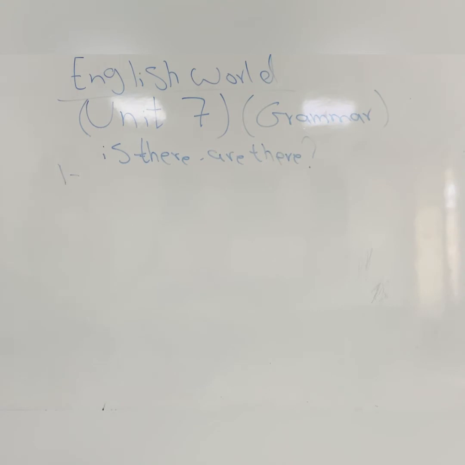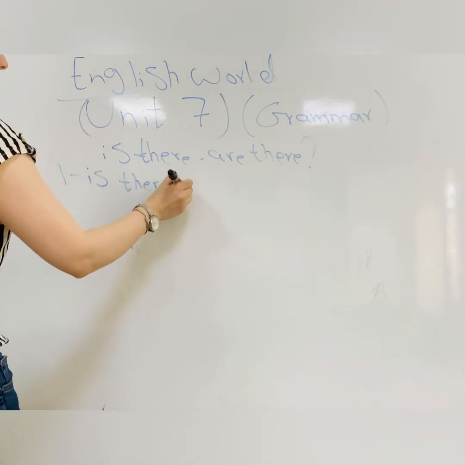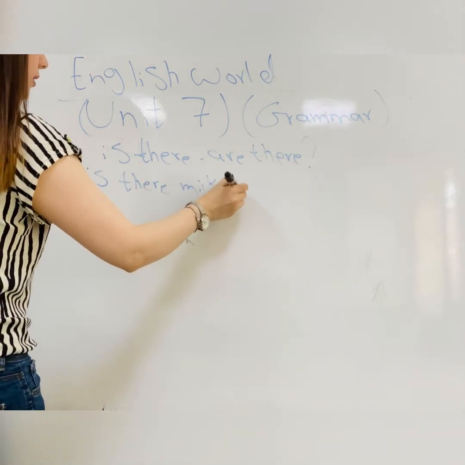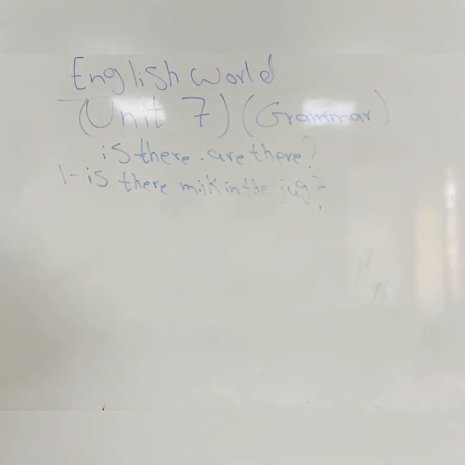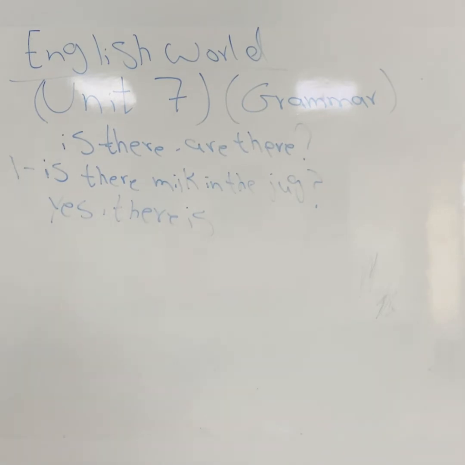The first picture we can see is a picture of a jug, and the jug is full of milk. Because it's only one jug, we have to ask by is there. So we say, is there milk in the jug? Is there milk in the jug? Because there's only one jug, and the jug is full of milk, the answer will be yes, there is. Yes, there is. Okay, so we use there is. Okay, we answer by yes, there is.